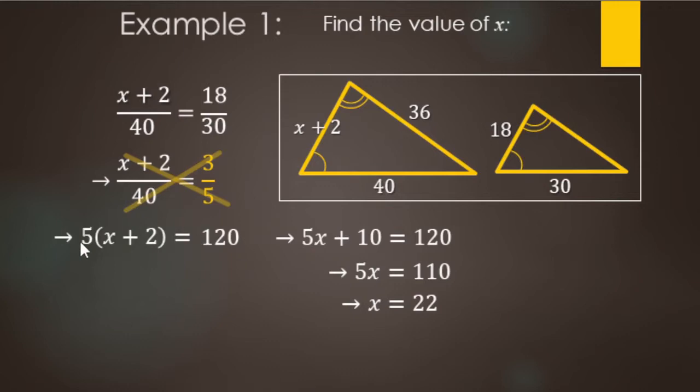Another way of doing this, look here, we have this whole left-hand side is being multiplied by 5. So we can unmultiply by 5 or divide by 5 to both sides, and that might shorten up some of our work if we decide to do it that way. And then after we divide by 5, subtract 2 from both sides, and we get 22 either way.